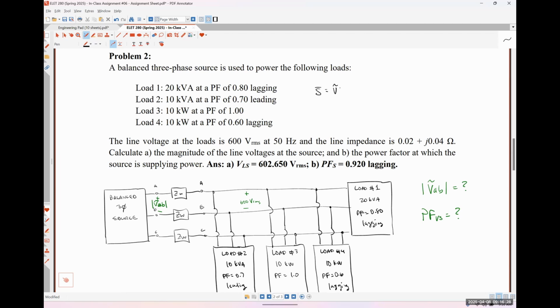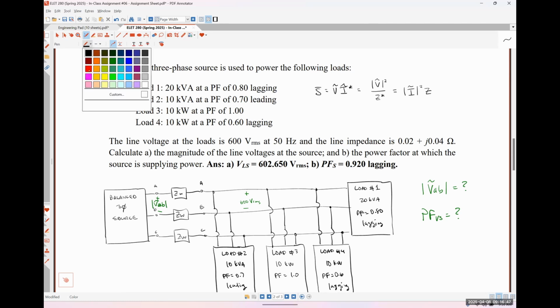So we had the following relationships, right? We had V times I conjugate, or we had the magnitude of the voltage squared divided by the conjugate of the impedance, or we had the magnitude of the current squared times the impedance. I'm going to try to use this guy right here. So if I can just find the magnitude of the current, that's the only piece of information that I'm missing in order to calculate the complex power absorbed by those transmission line impedances.